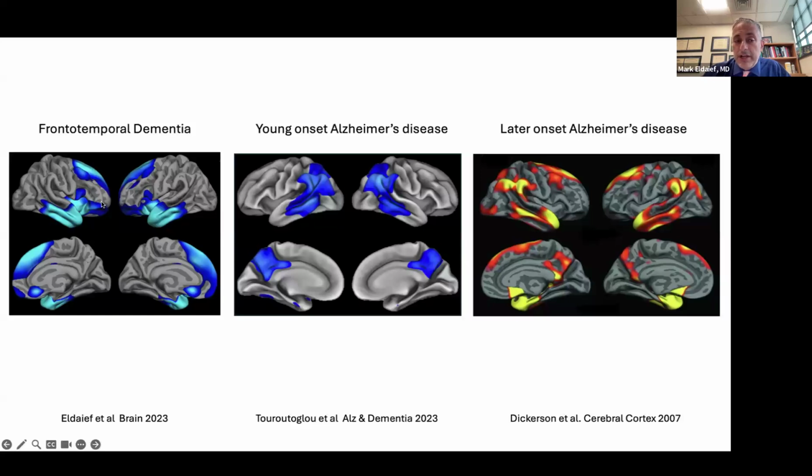This is the front part of the brain. And the temporal lobes of the brain are very affected. But the back of the brain is not that affected.